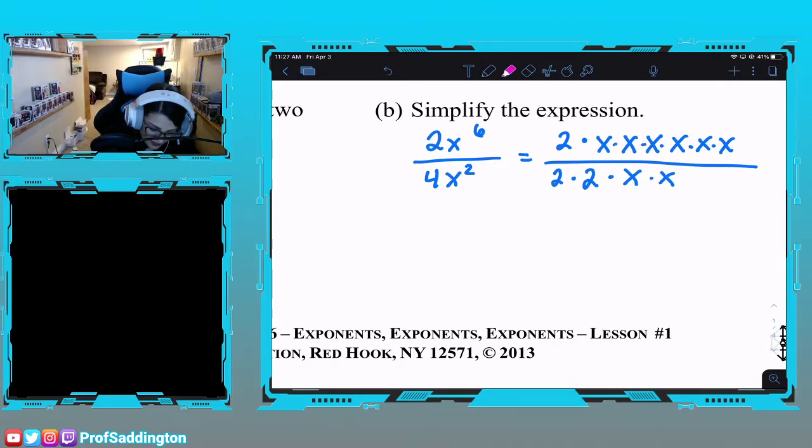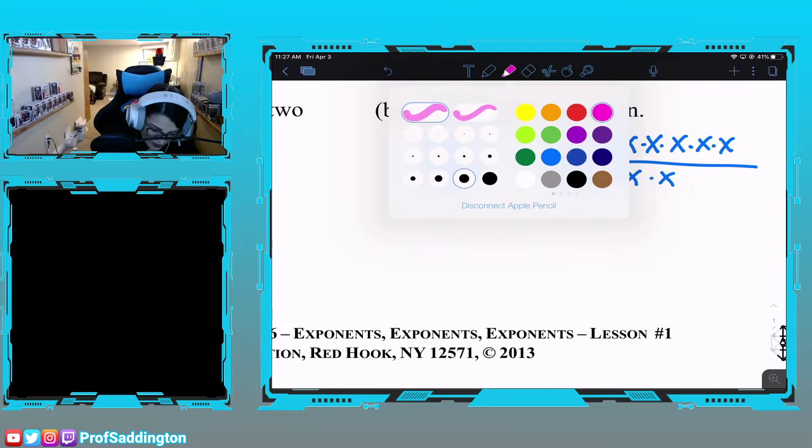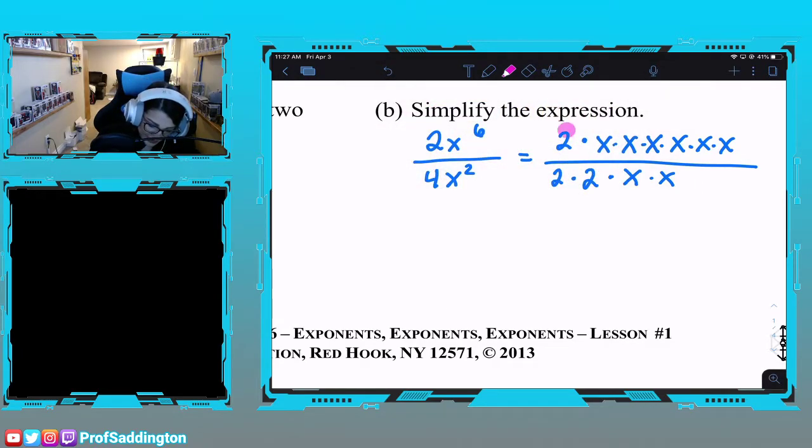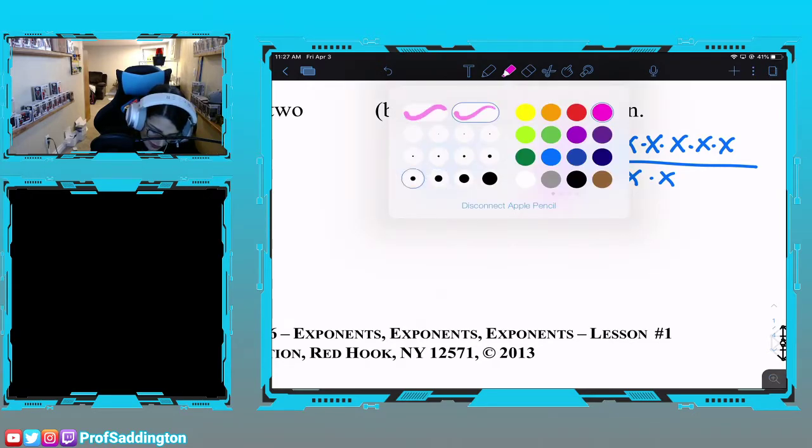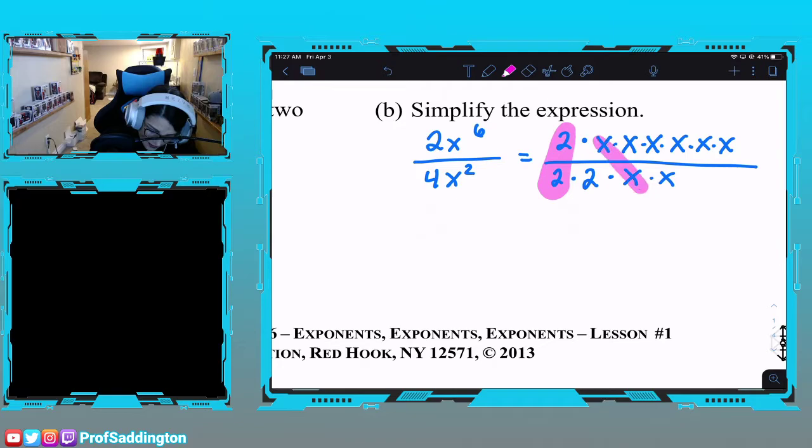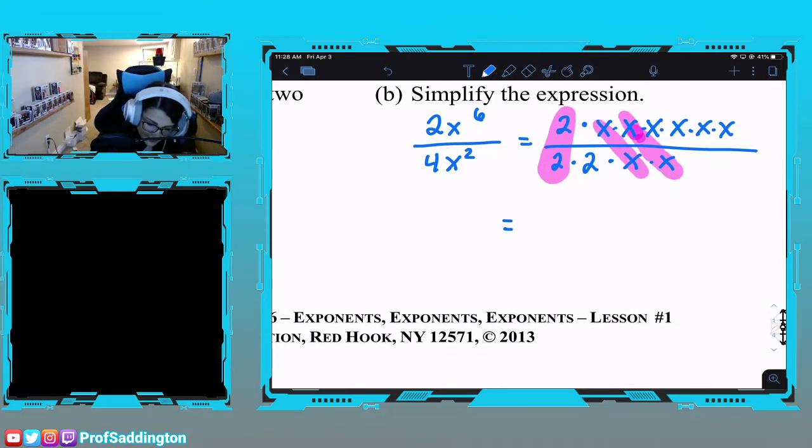And then we can just look to see what is the same on the top and the bottom. And that is going to be what gets crossed off. Let me make my highlighter a little smaller. There we go. So that gets crossed off. That gets crossed off. And now I'm just going to rewrite what's left over. So on top I have x, x, x, x. That's 4 of them. And then on the bottom is just a 2.